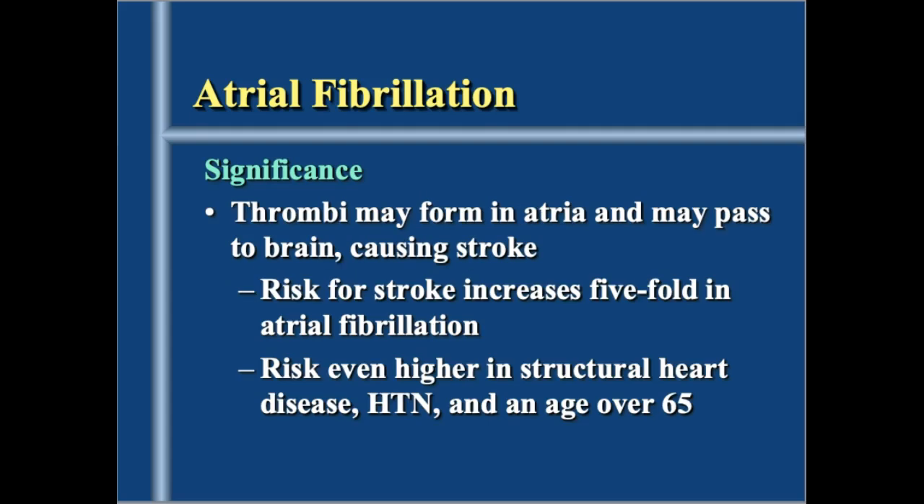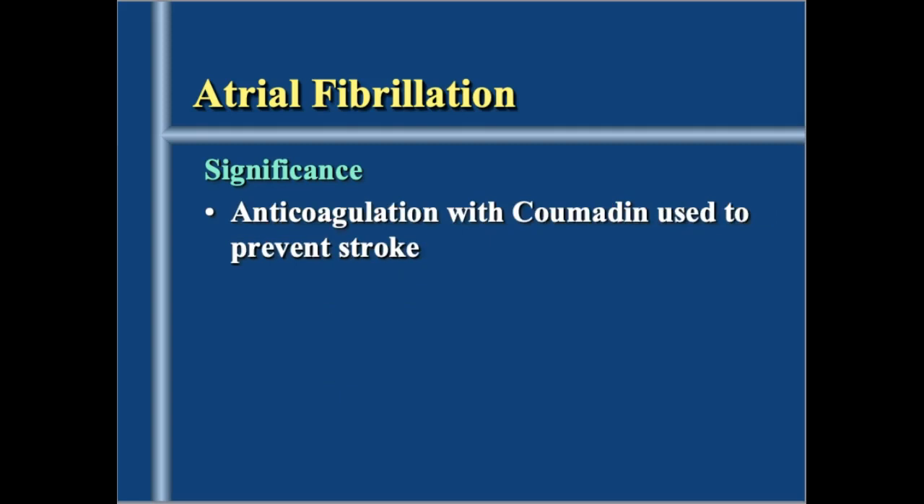There is a high risk of stroke with atrial fib because of the formation of clots in the atria. These can pass to the brain, causing a stroke. It's a 5 times increased risk for stroke. And if you have a structural heart disease, some kind of valve disorder, hypertension, and you're over the age of 65, your risk is even higher. These folks need to be on Coumadin to prevent stroke.